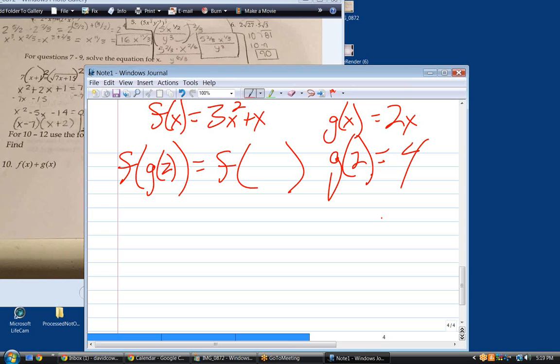In other words, that's the rule. No matter what it is, whatever's in the parentheses, you're going to plug in for x in that function. So I plug in 2 into the g function to get 4. And now I'm not going to write f of g of 2 anymore. I'm going to write f of 4. So what is f of 4 equal to?